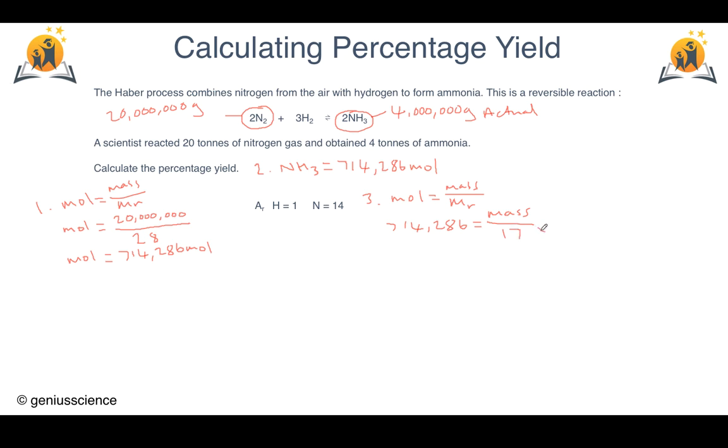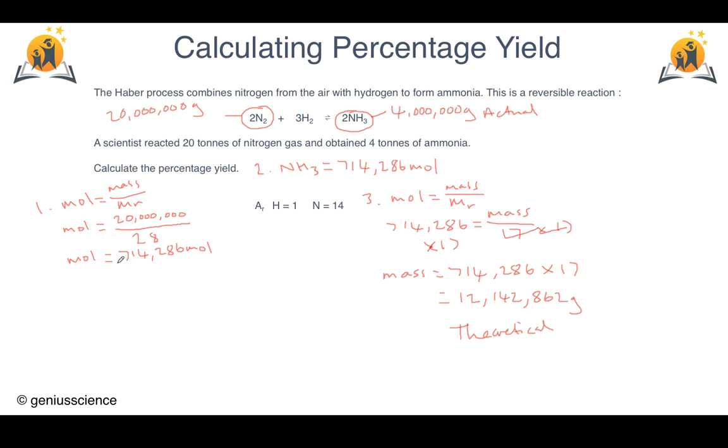We now need to rearrange for mass, so we multiply both sides by 17. And then we cancel out, giving us mass being equal to 714,286 times 17, giving us a mass of ammonia, a maximum mass, a theoretical yield of 12,142,862 grams. Again, just so we know exactly what we're dealing with, I'm just going to label that here, theoretical.